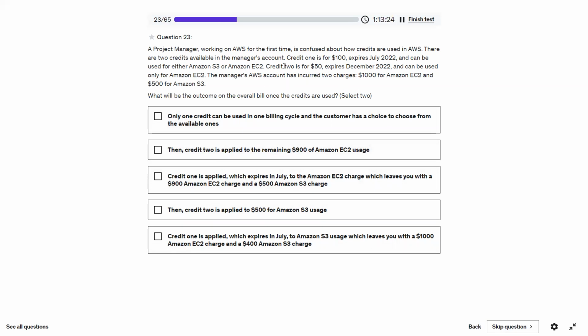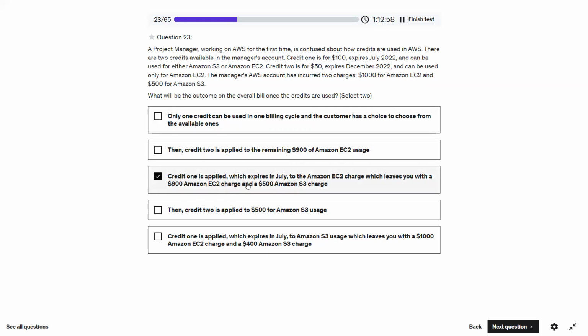So how will it be used? It will be based upon the service, Amazon EC2. Credit one is applied, which is expiring in July. That is definitely correct, because the credit which is going to expire soon will be used, and it will be used for Amazon EC2. He has a bill of $1,000 for Amazon EC2, so $100 is deducted from the wallet, and $900 he has to pay for Amazon EC2.